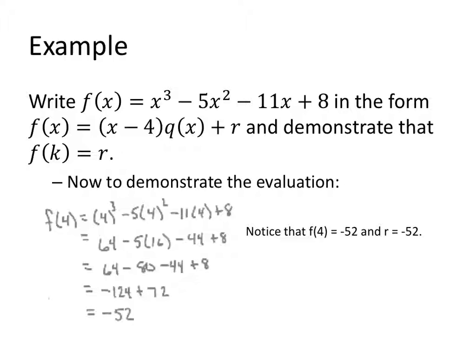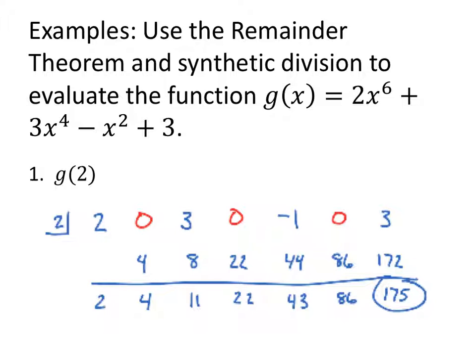And now you have to ask yourself, if I don't have a calculator, would I rather do synthetic division to evaluate a function, or would I rather have to do all of these little multiplications and powers and combining? Remember, no calculator? I'd probably take synthetic division. So let's use the remainder theorem and synthetic division to evaluate the function g of x equals 2x to the 6th plus 3x to the 4th minus x squared plus 3 at g of 2.